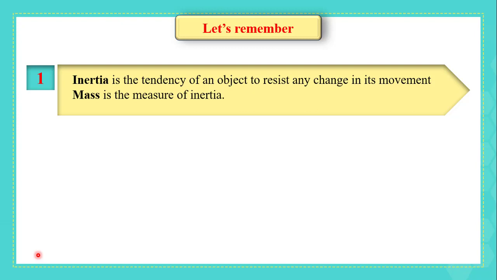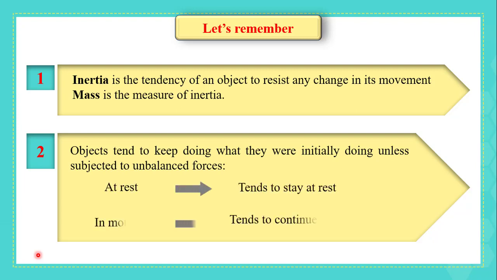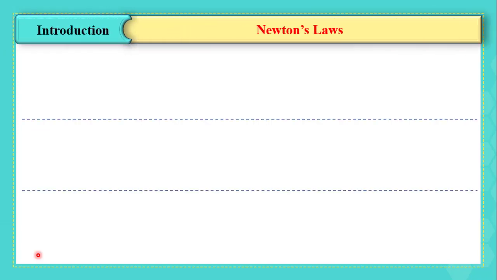Let's start by reviewing together the objectives of the previous video. We have studied that inertia is the tendency of an object to resist any change in its movement. Mass is the measure of inertia, and objects tend to keep doing what they were initially doing unless subjected to unbalanced forces. If the objects are initially at rest, they tend to stay at rest, and if they are initially in motion, they tend to continue moving in a uniform rectilinear motion.